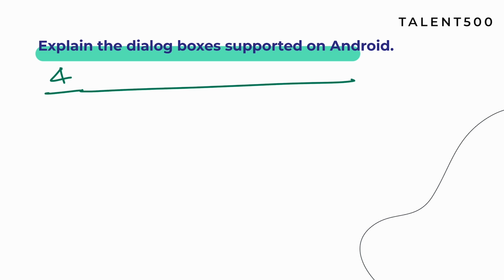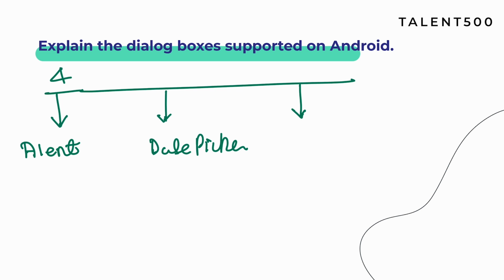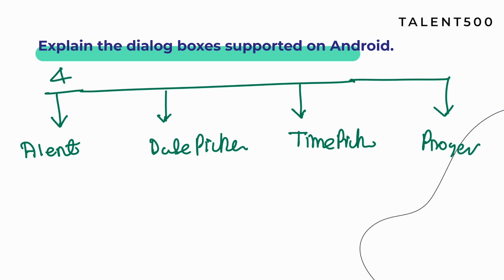Let's talk about them. Number one is alert dialog. Number two, date picker dialog. Number three is time picker dialog box. And last one, progress dialog. Kind of self-explanatory, but quickly.